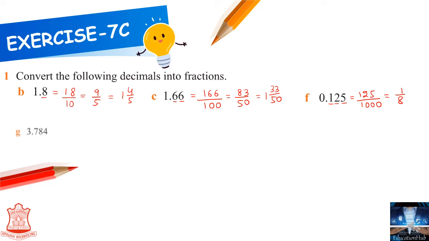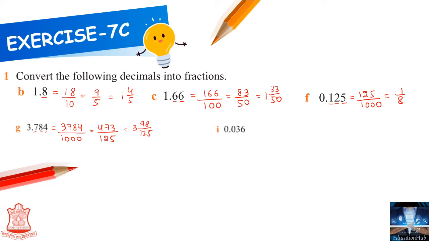Let's see one more part, that is 3.784. Again 3784 as it is, and now after the decimal how many places are there, 1, 2, 3, so 1 with 3 zeros, so we got 3784 divided by 1000. So now we are going to convert it into lowest form and it will be 473/125, and it is an improper fraction, so we need to convert it into the mixed fraction, so it will be 3 98/125. I hope this is clear to you.